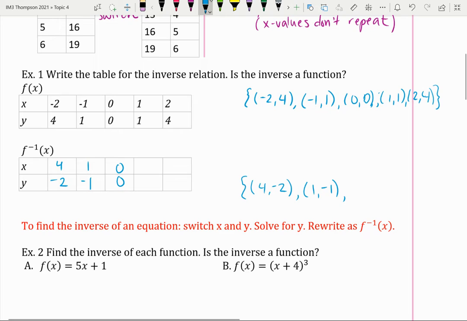Zero, 0. Those positions swap. It's actually the same point, and that's okay. One, 1 swaps. And then 2, 4 becomes 4, 2. So you could see it written as a table, vertical table, horizontal table. There it is as a list. All the different modes.